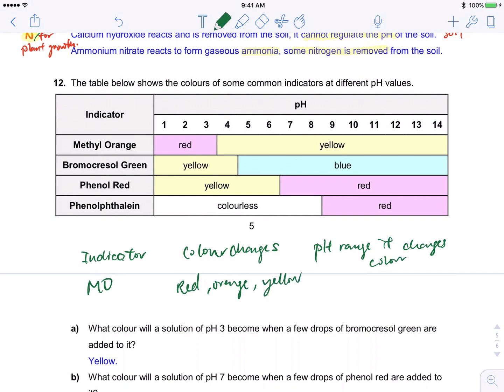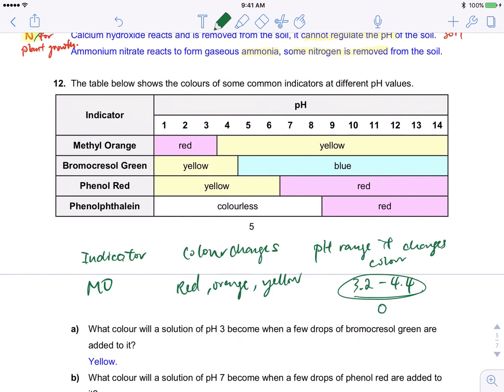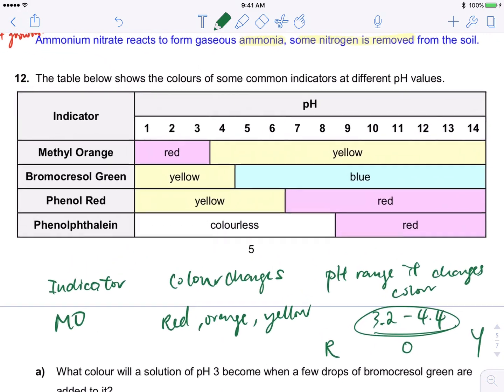Then over here, the pH range is 3.2 to 4.4, I think. Can't remember. Okay, so here the pH range that changes color is the middle color. Anything before that is red, anything after that is yellow. So this is how we interpret that table. This table is a lot more straightforward.